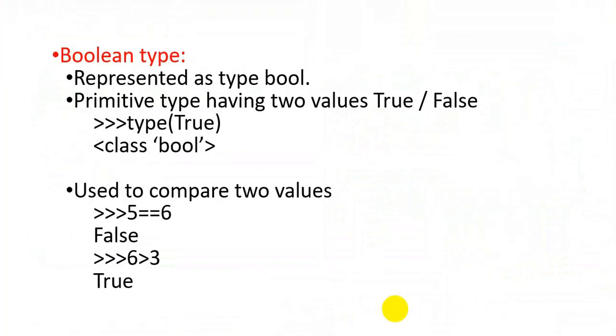Next is the Boolean type. Boolean represents a value that is true or false. When you pass True inside the type function, it will return the class as bool. In the same way, Boolean is used to compare two values. 5 equal to 6 will return false. 6 greater than 3 is true. So the Boolean data type contains only two values, true or false.